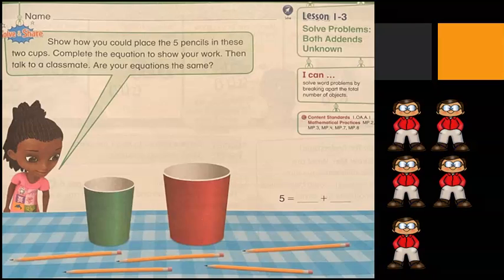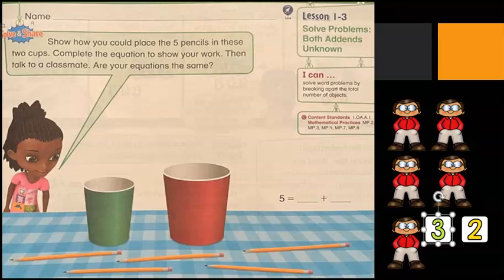Now remember first graders, we're still doing addition equations. Say addition equations. Remember, addition equations are this here. Okay, we have an answer and we need numbers here. There's our plus sign, there's our equal sign, okay?